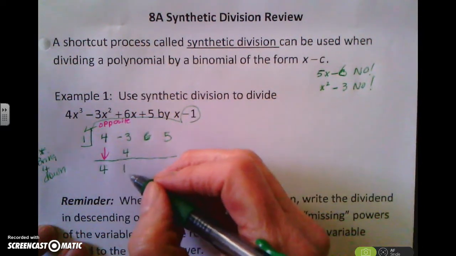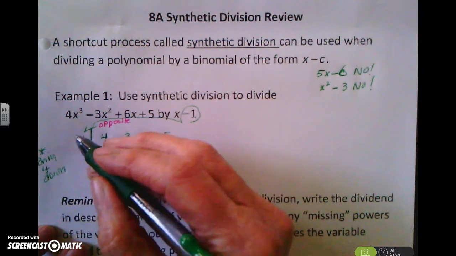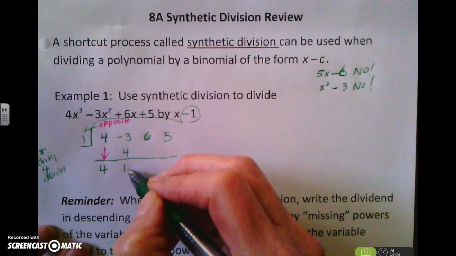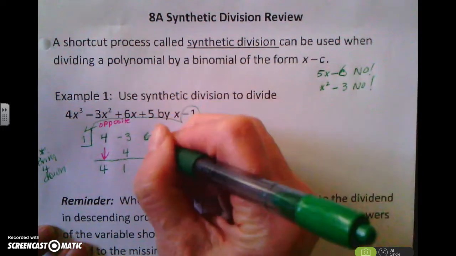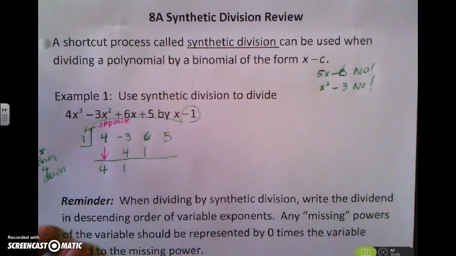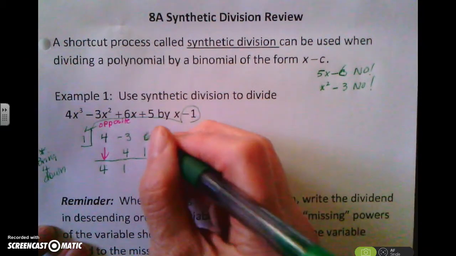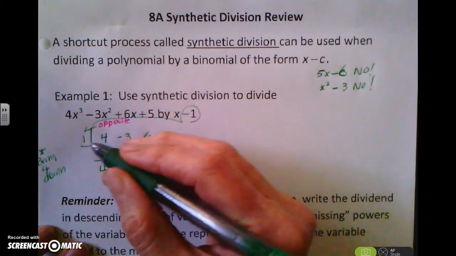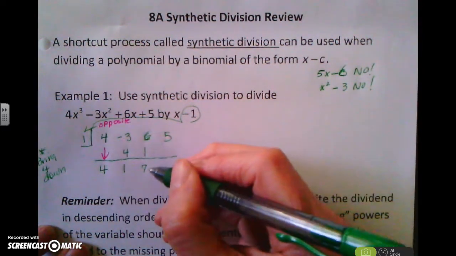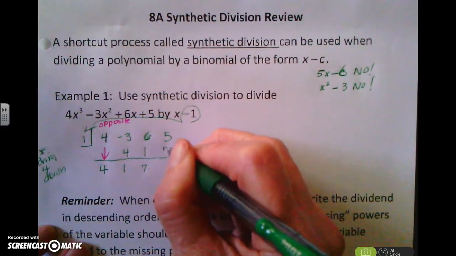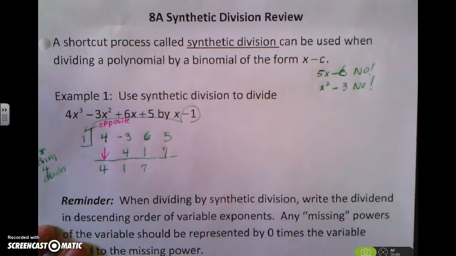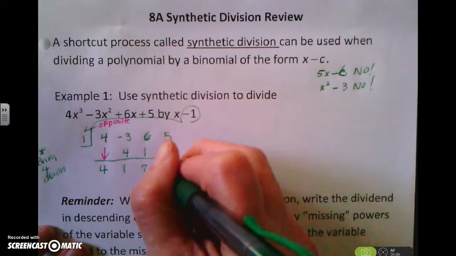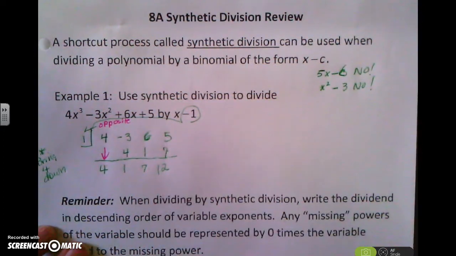All right, so once I put that there, I'm now going to multiply again. 1, the number right there, times this 1 is 1, and I'm going to put the answer right there. Now I'm going to add 6 plus 1 and get 7. I'm going to multiply 1 times 7 and put the answer 7 right in this spot. And then I'm going to add 5 plus 7 and get 12.